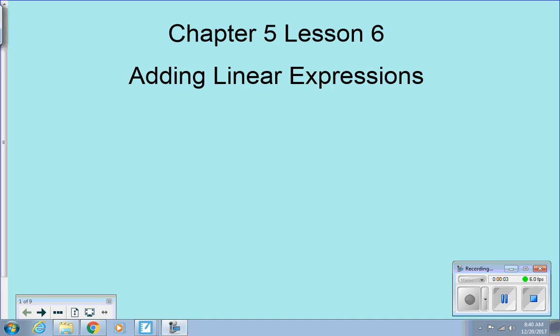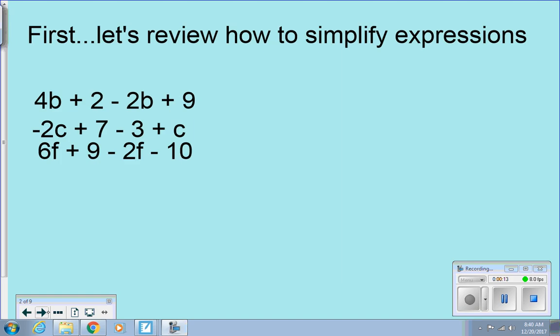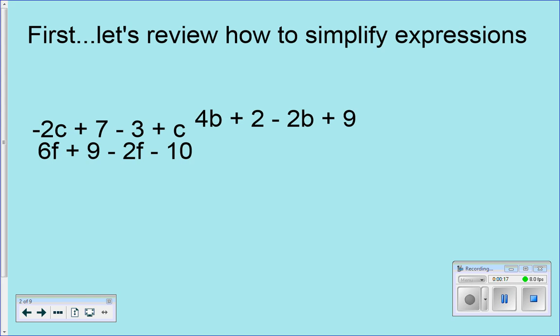So chapter 5, lesson 6, adding linear expressions. Some of you might be wondering what a linear expression is. What is that? I'm going to show you in just a second. First thing I want us to do though is remember or practice how to simplify again, because this is part of today.